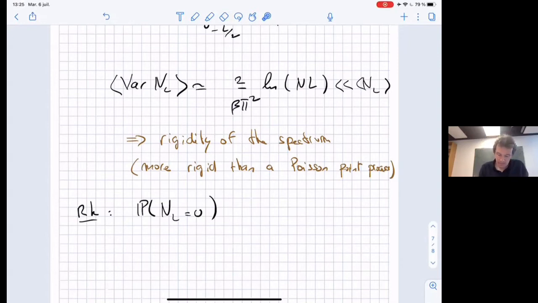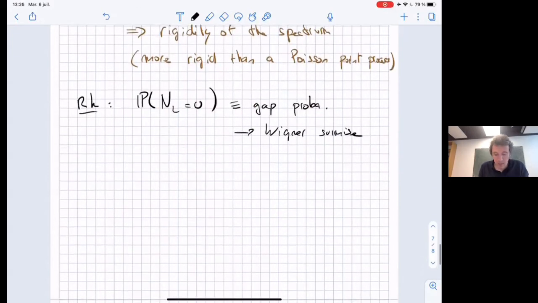Okay. Yeah. But just to finish what I wanted to say, P of N_L equal to zero is just the gap statistics, basically, right? The gap probability. And so that is given by the Wigner surmise, this one. Okay, but so now what I want to discuss indeed is the edge.